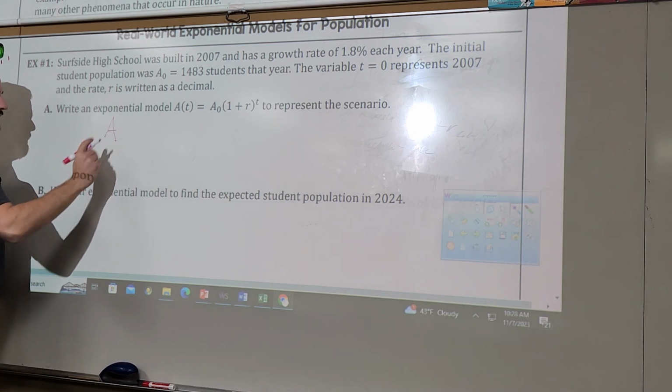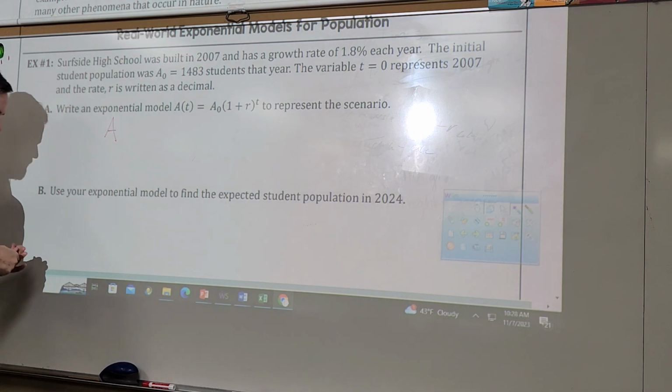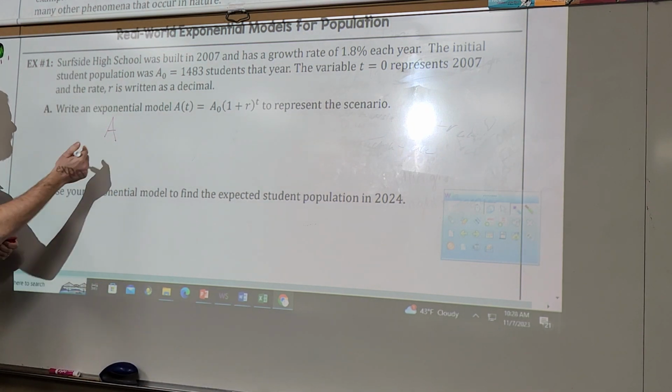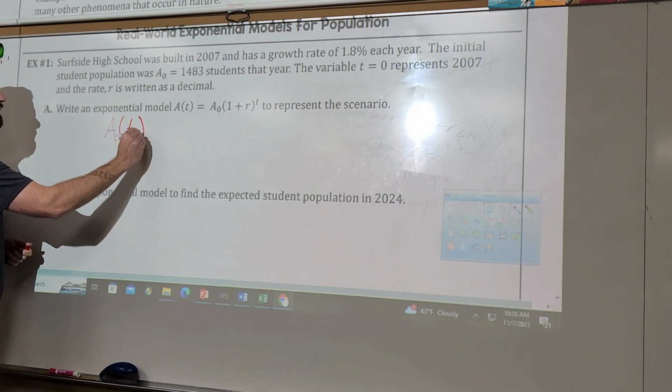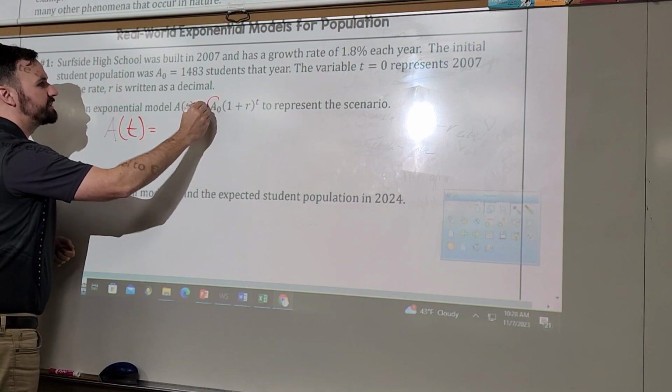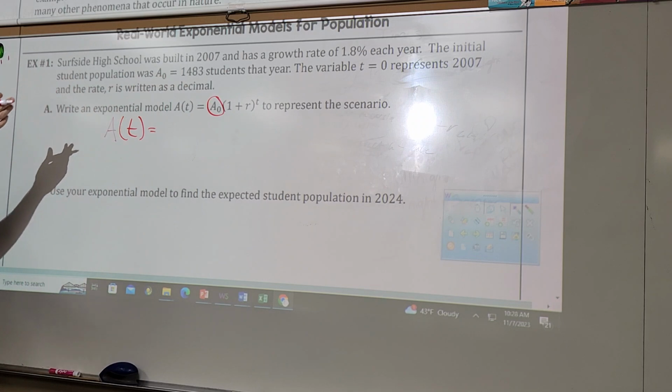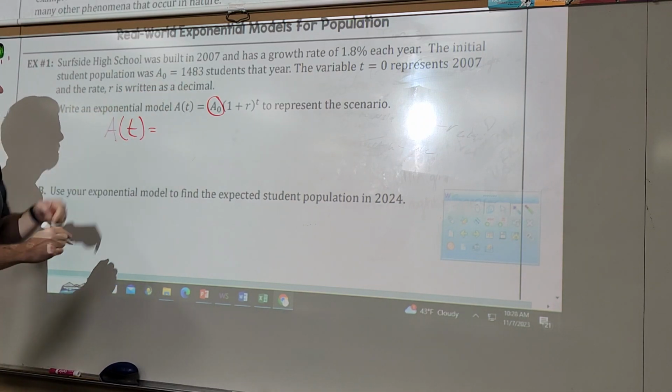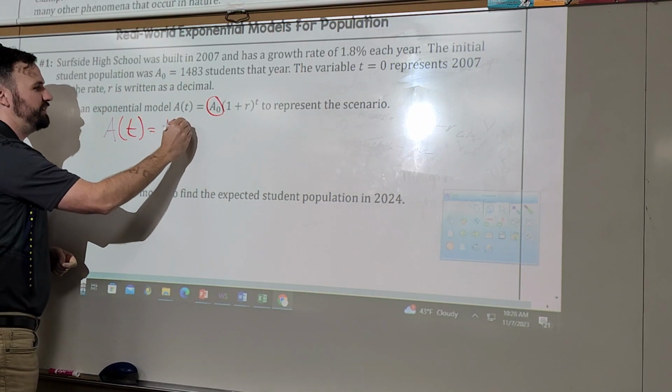So I'm going to start with my A sub T. This marker's pretty light. Let's get one that's a little bit heavier. What's my A sub 0 on this one? What's my initial? All right, this is light. This is too easy, guys.